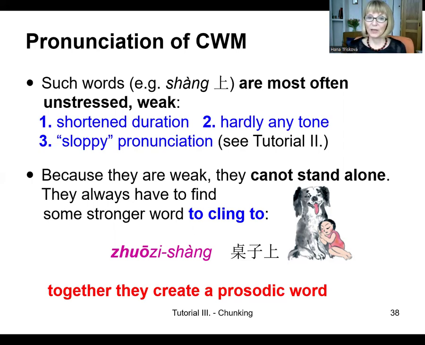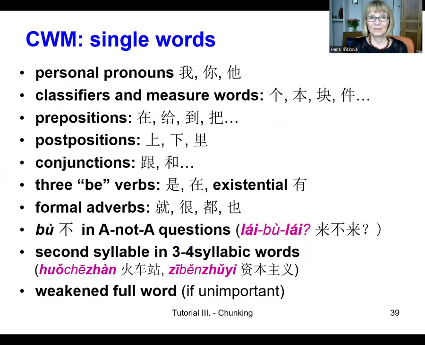Further, because they are weak, they cannot stand alone. Oh, there should be double N, sorry for that. They always have to find something stronger to cling to. For instance, 上 would cling to 桌子, and together these words create a prosodic word.